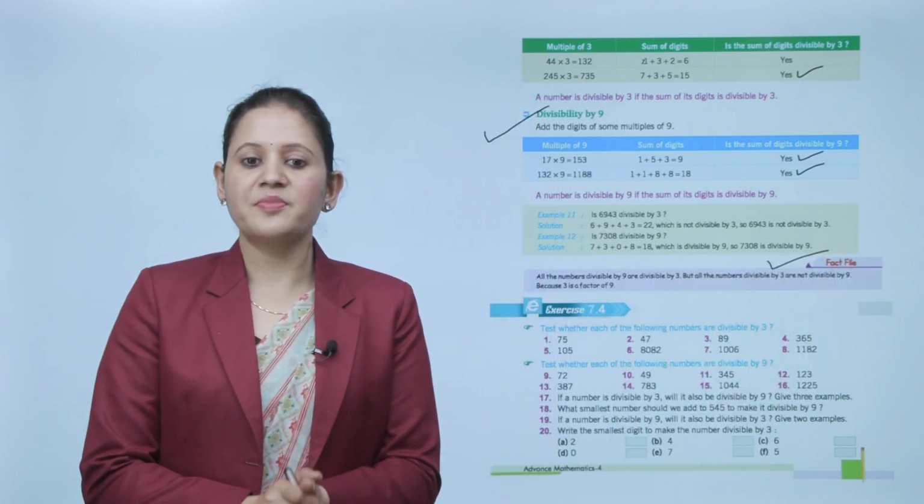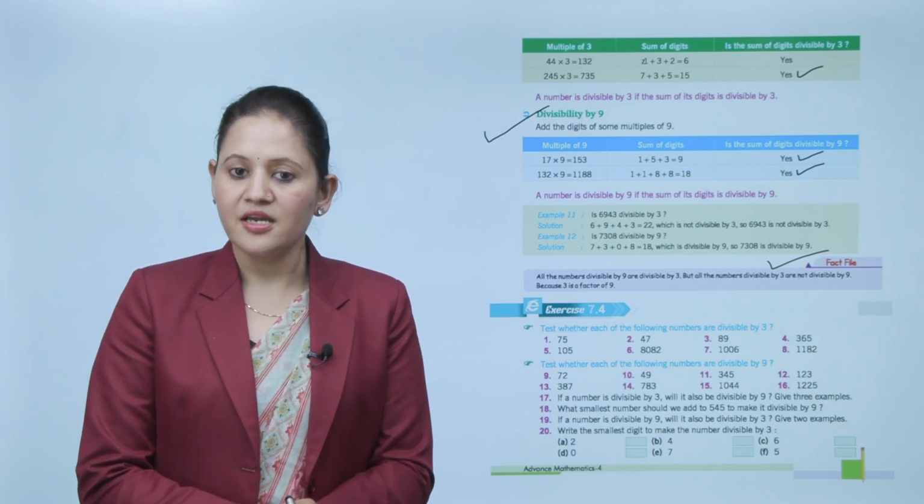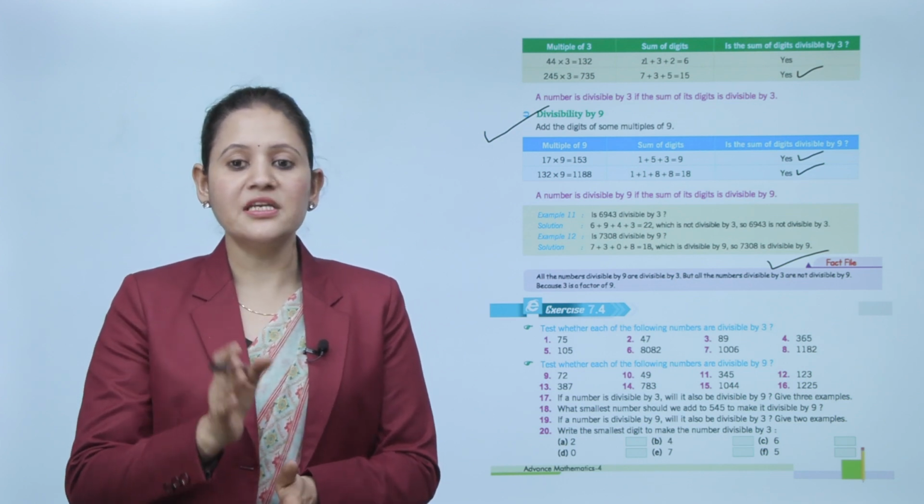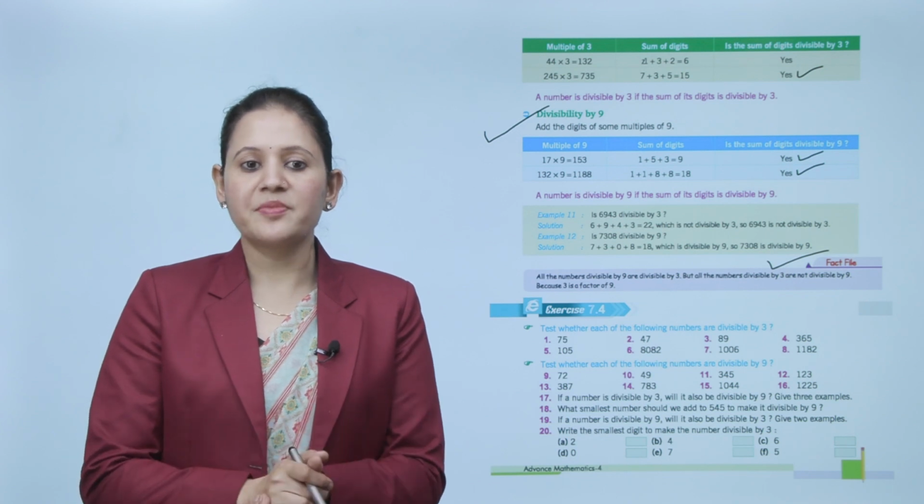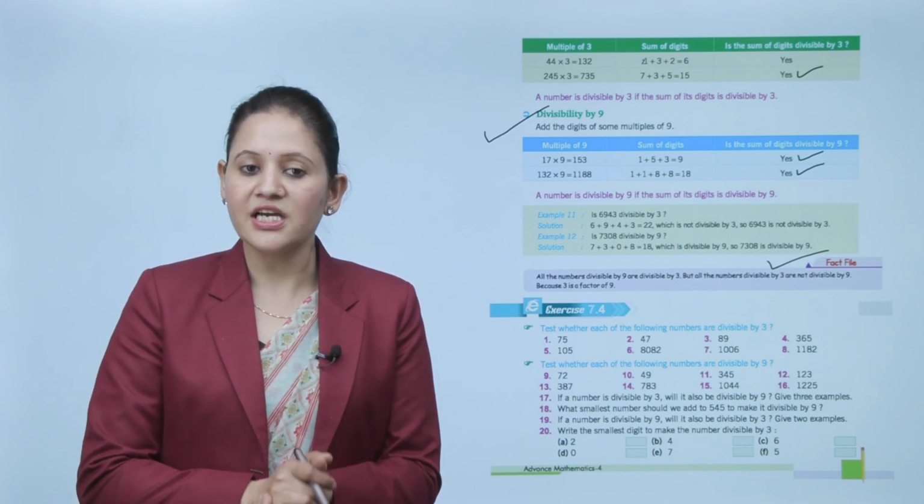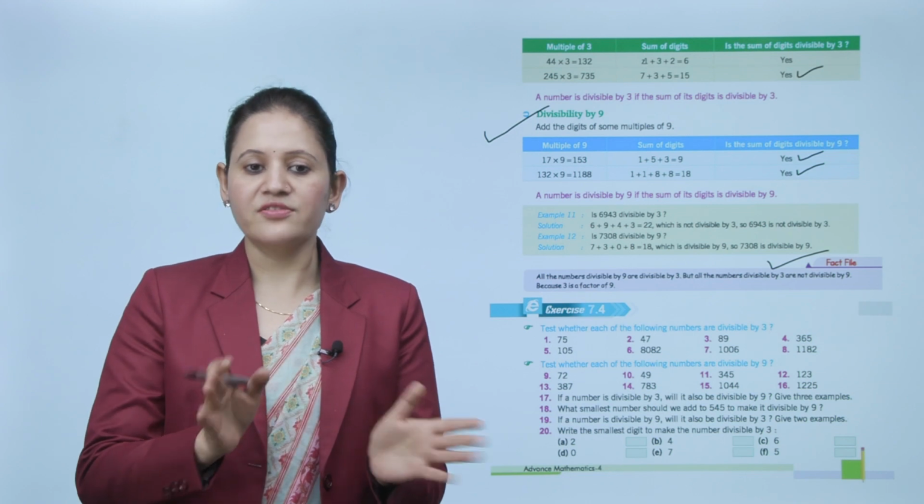All the numbers divisible by 9 are divisible by 3. But all the numbers that are divisible by 3 are not necessarily divisible by 9, because 3 is a factor of 9, but 9 is not a factor of 3.